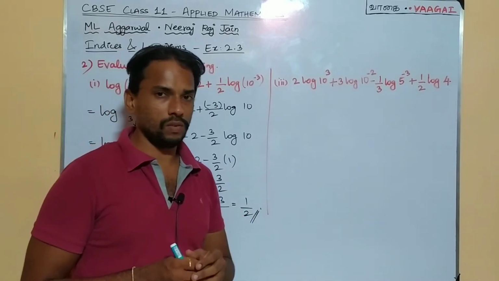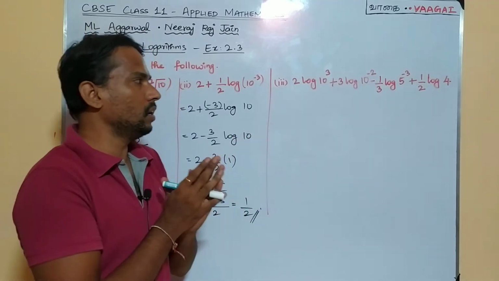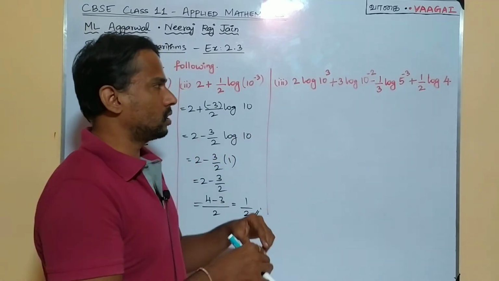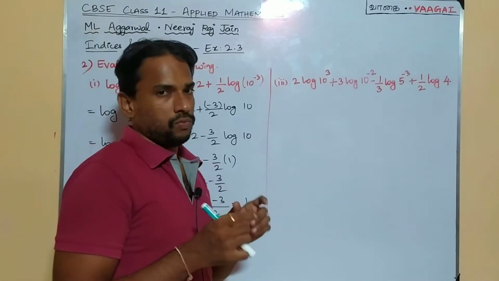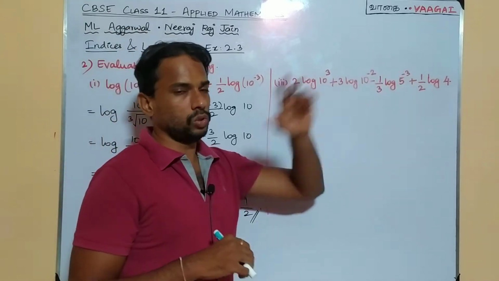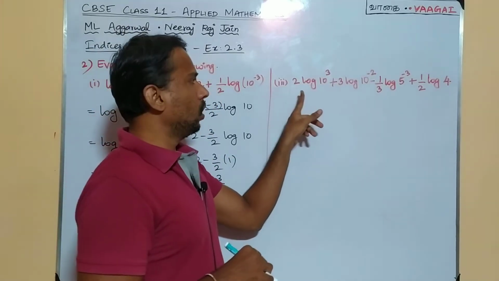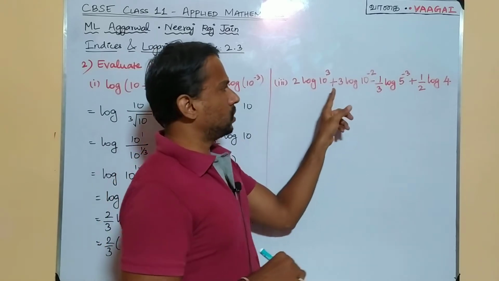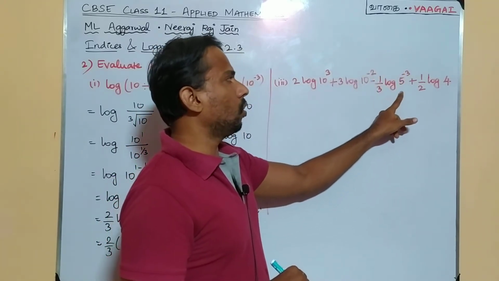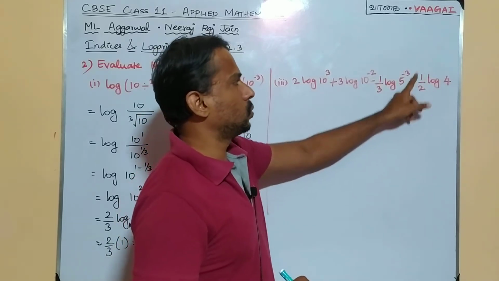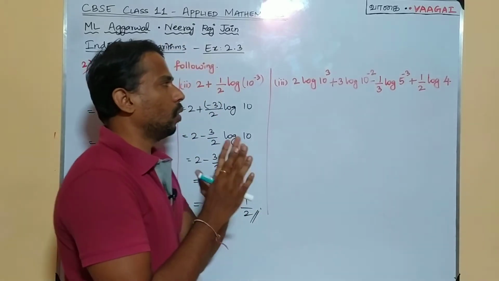Coming to the third question, we have a little lengthy question. Okay, we have a very lengthy expression given here. We should carefully solve this and evaluate the value of this expression. Okay, so carefully follow the steps. First of all, let us just go through the question once. So here we have 2 into log 10 power 3 plus 3 into log 10 power minus 2 minus 1 by 3 into log 5 power minus 3 plus 1 by 2 into log 4. This is all we have here. Yes, I hope it is very clear to you.